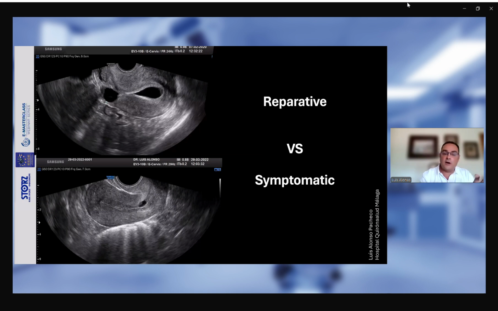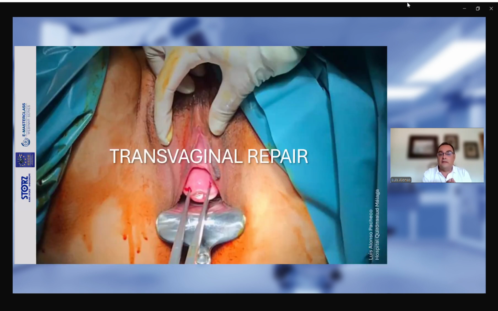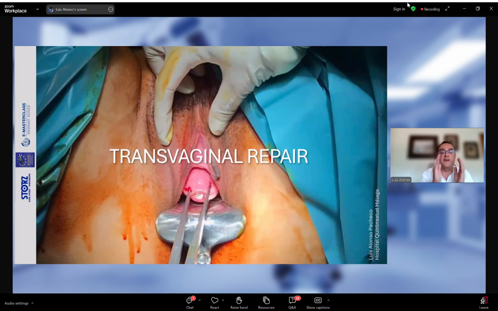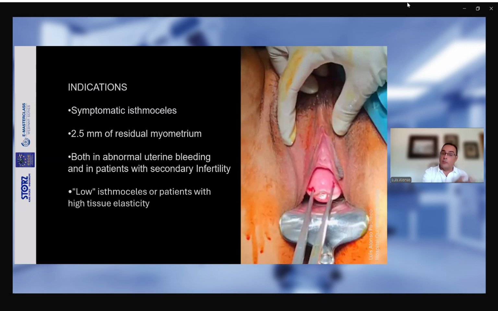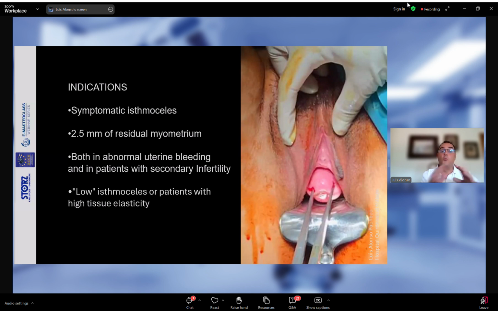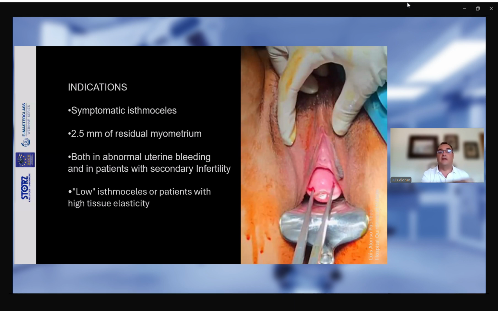So I will start with the reparative surgery, and one of this type is the transvaginal repair. It is indicated in symptomatic isthmocele with less than 2.5 millimeters of residual myometrium, both in abnormal uterine bleeding and in patients with secondary infertility, and in cases of low location of the isthmocele or patients with high elasticity of the tissue.